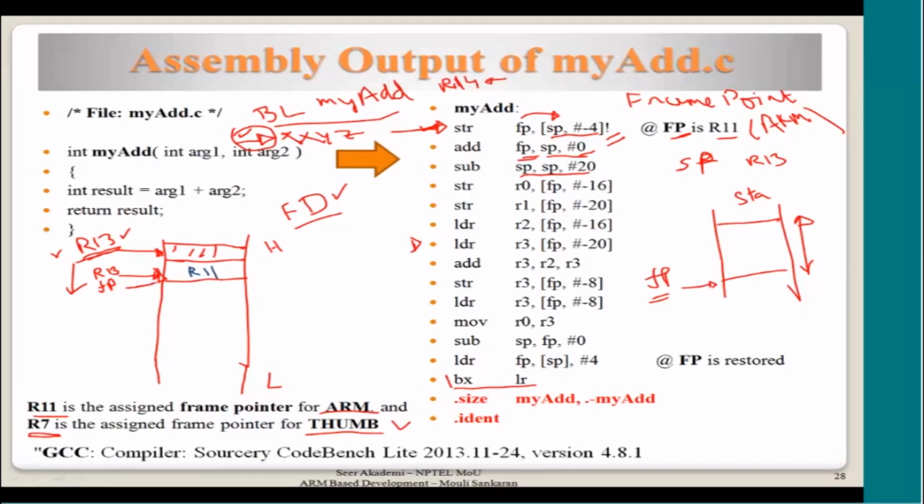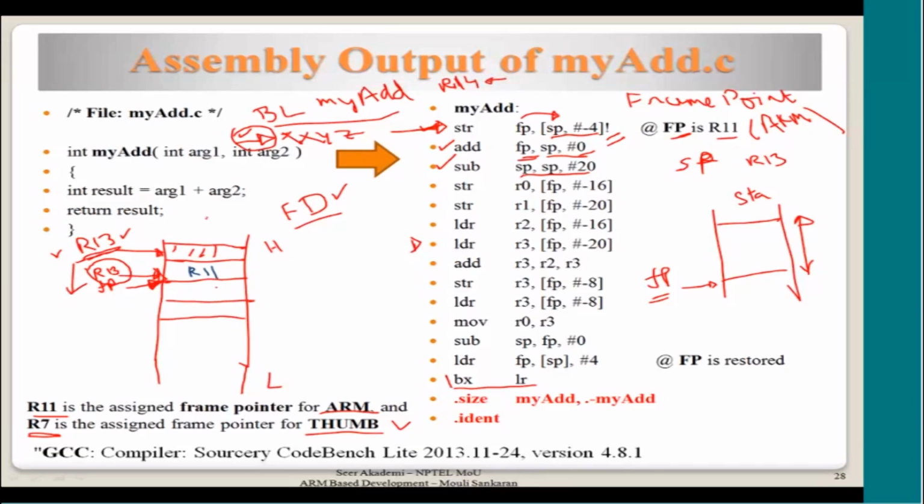Okay, so FP is also pointing at the same location where R11 is stored, and then this is done. Then subtract 20 from SP. That means whatever is in R13 is subtracted by 20. 20 is a decimal value. So let me see, 5 into 4.